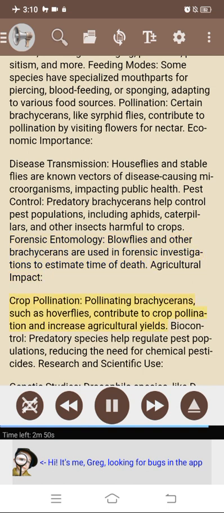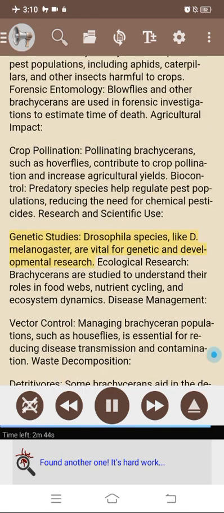Agricultural impact. Crop pollination. Pollinating brachycerans, such as hoverflies, contribute to crop pollination and increase agricultural yields. Biocontrol. Predatory species help regulate pest populations, reducing the need for chemical pesticides. Research and scientific use. Genetic studies. Drosophila species, like melanogaster, are vital.